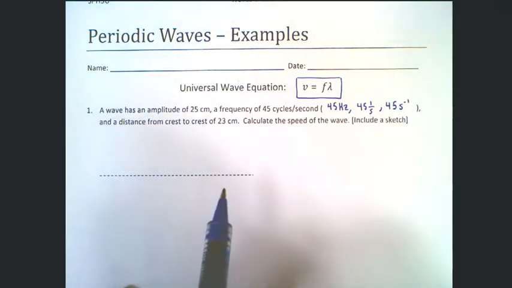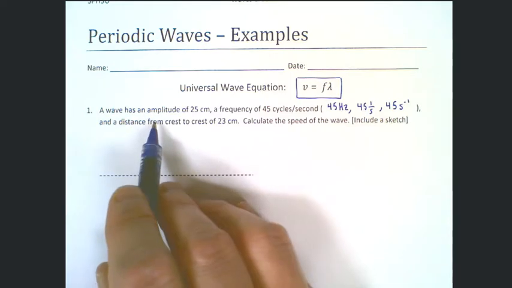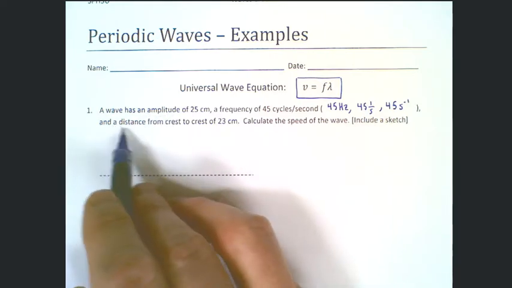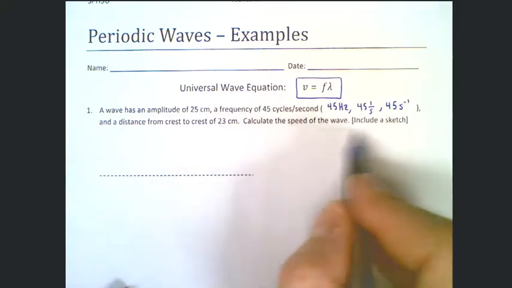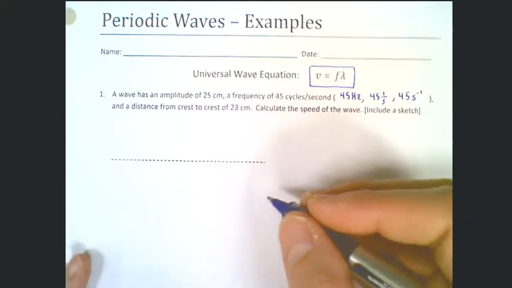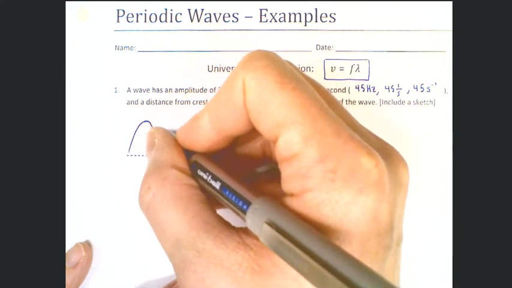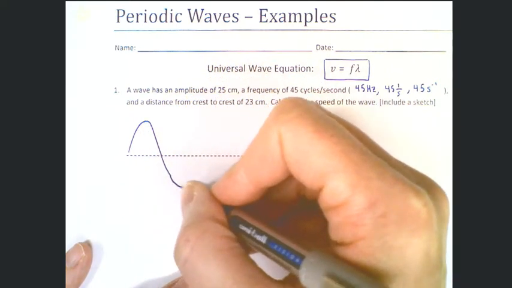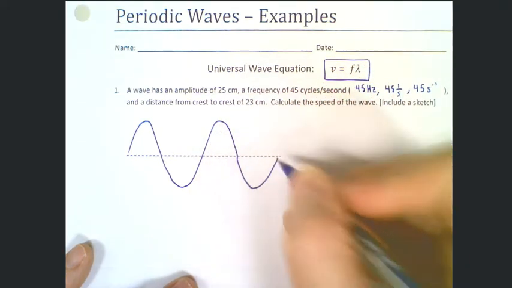So now that we know the frequency and the amplitude, that's the amplitude, and a distance from crest to crest is 23 centimeters. It says calculate the speed of the wave and include a sketch. So you should get practice drawing these sinusoidal waves, just for one, because they're fun, and two, because they're handy, especially when we start talking about standing waves and things like that.